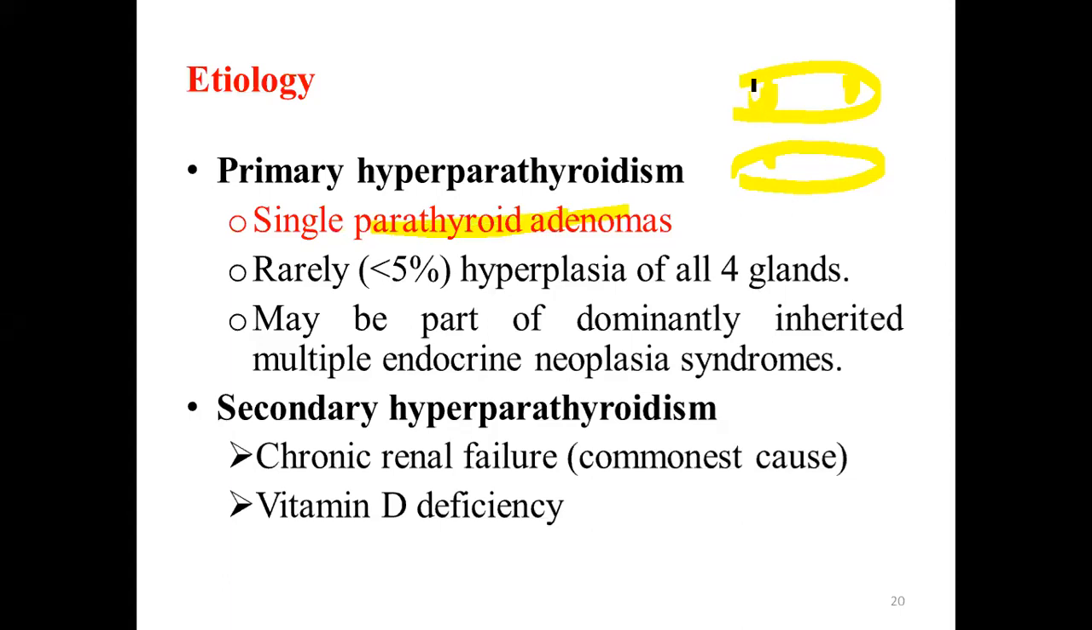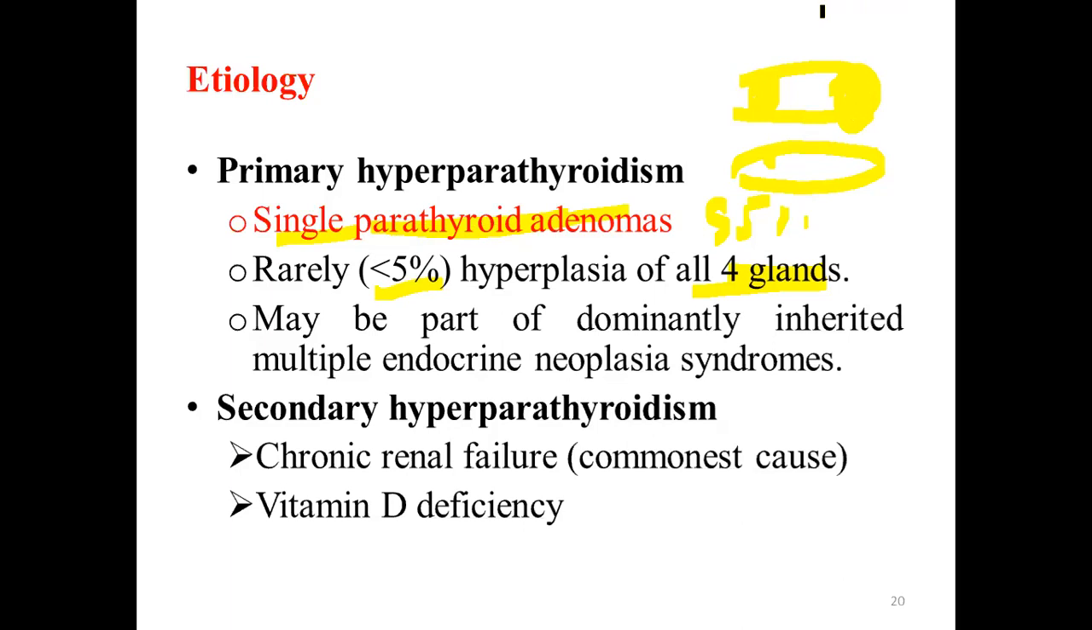So if there is adenoma in one of the glands, the probability of having hyperparathyroidism is very common. More than 95% of the causes of primary hyperparathyroidism is usually adenoma of a single gland. But in less than 5% of patients, hyperplasia of all the four glands will cause primary hyperparathyroidism. Mostly, adenoma in a single gland can cause hyperparathyroidism. So this is the major cause of primary hyperparathyroidism.